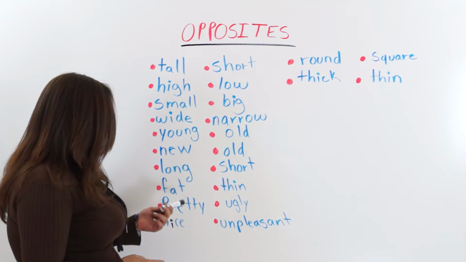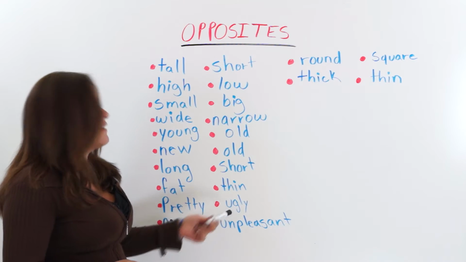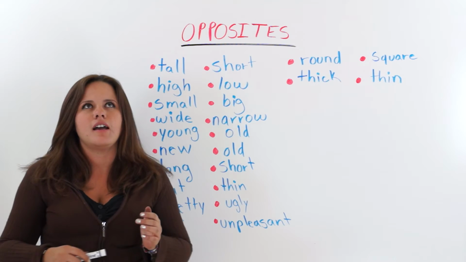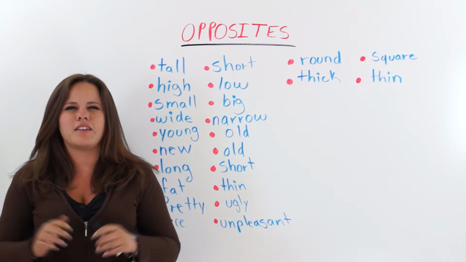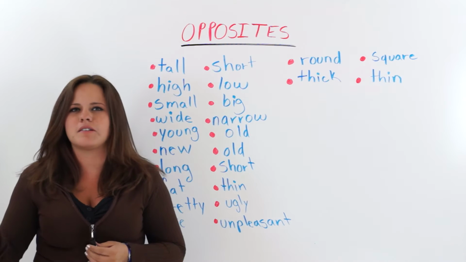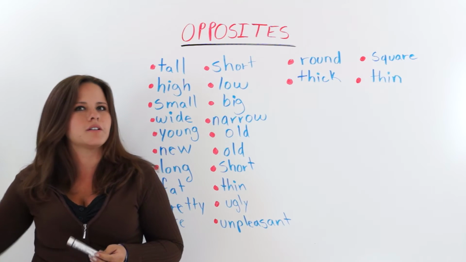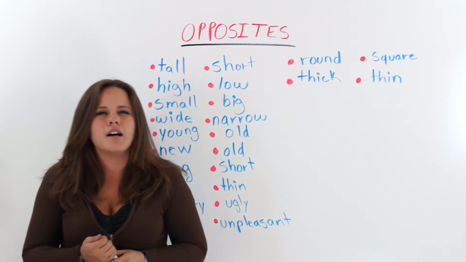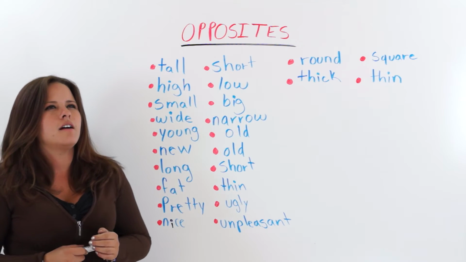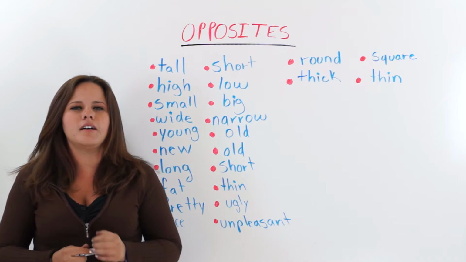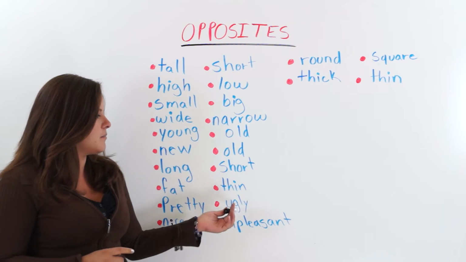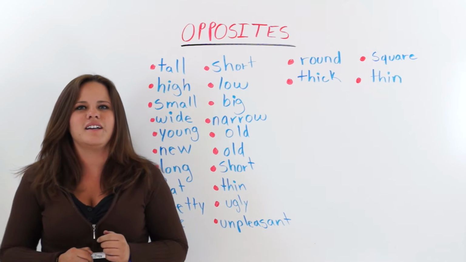Next one, pretty and ugly. You can say Angelina Jolie is a pretty woman, okay? And you can say the Hunchback of Notre Dame is an ugly person, or was an ugly person, okay? You could say the United States is a pretty place, and Mexico City is an ugly place, okay?